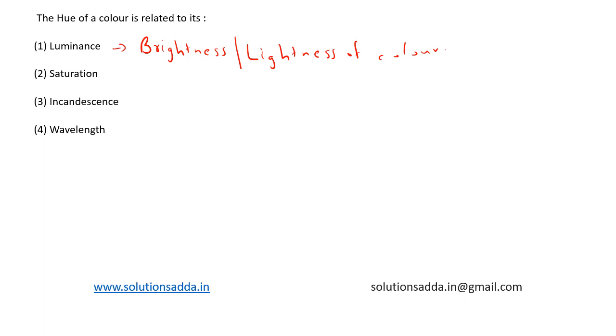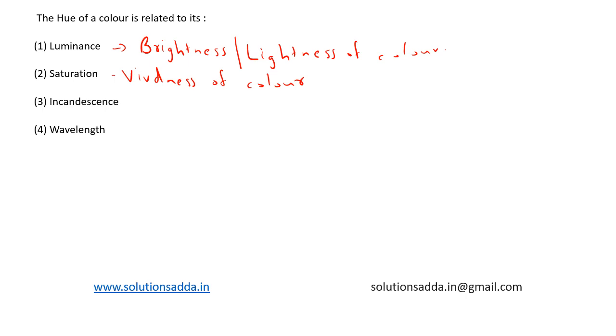Saturation actually represents the vividness of a color. A highly saturated color is vibrant and intense, while a desaturated color appears to be more muted or washed out. So in simple terms, we can say saturation describes how much a color differs from a neutral gray of the same brightness. So it actually refers to the vividness of color.